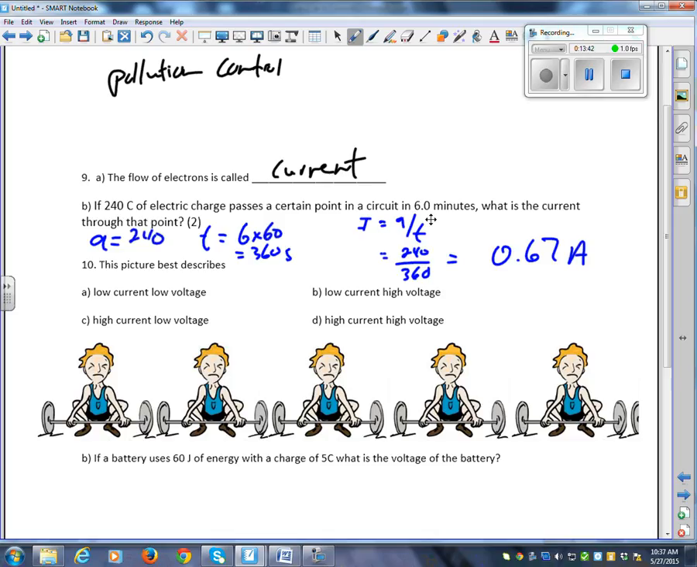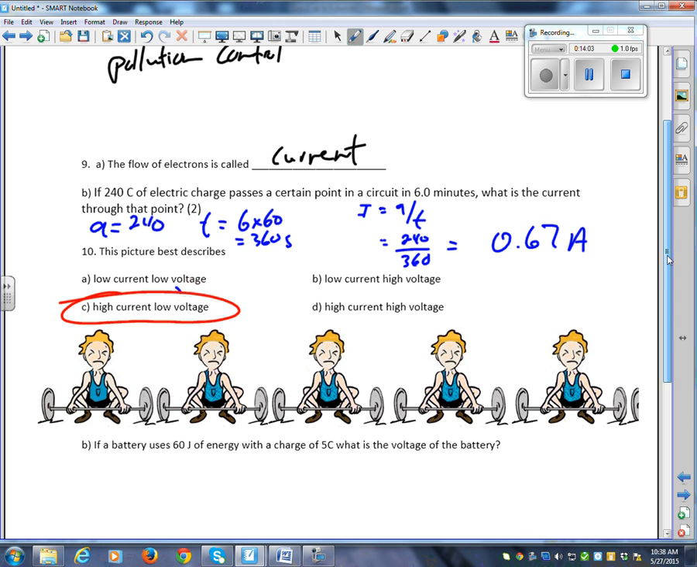This picture best describes, are these guys strong or are they not so strong? They're not so strong, so that's going to be low voltage. And are there lots of them or not so many of them? There's lots, so it's high current, low voltage. Low current, high voltage. Because it's like he's low and it's high voltage. He's trying to pick up.